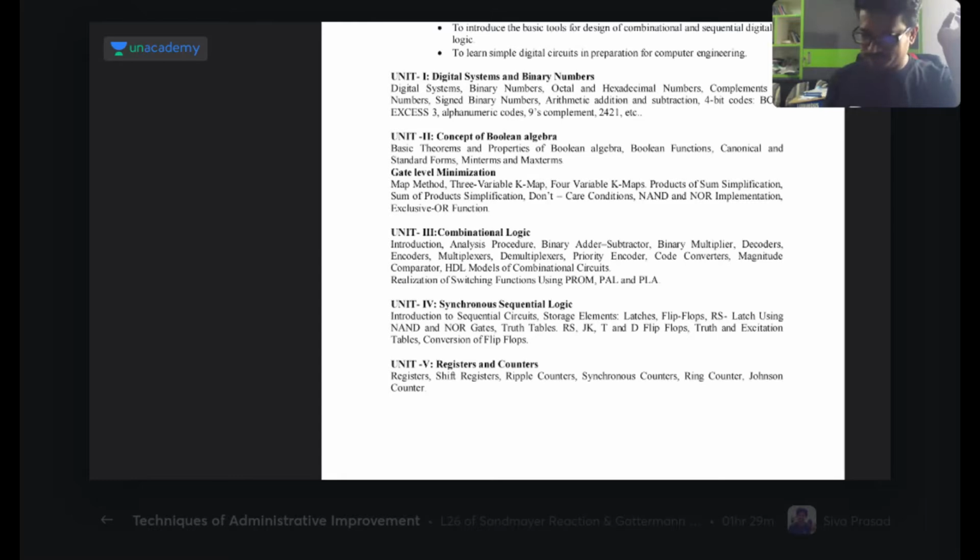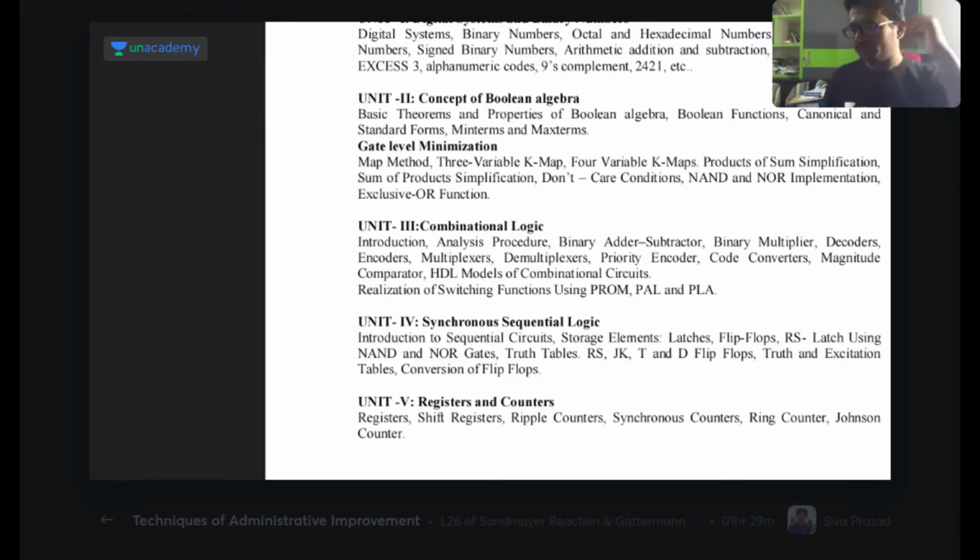Look at now, all of you. Here is what we are going to deal with: the combinational logic circuits. Here we are going to see adders, subtractors, binary multipliers, decoders, encoders, multiplexers, demultiplexers, priority encoders, code converters, and magnitude comparators. These things we are going to discuss, and also the implementation of ROM, PAL, and PLD.